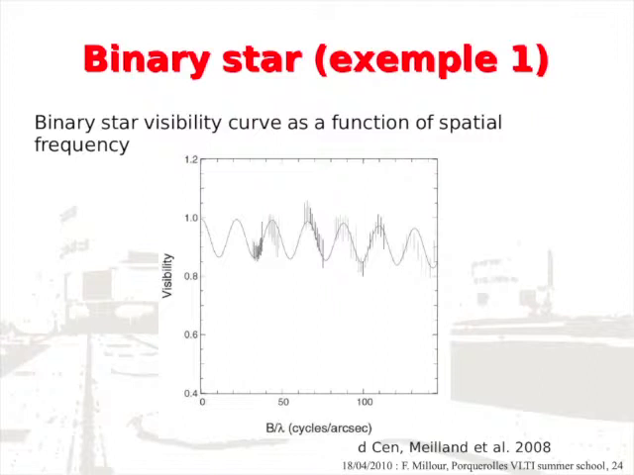And you see also that, in this particular case, you have a slight decrease of visibility toward larger baselines. And this tells you that one of the stars is slightly resolved.